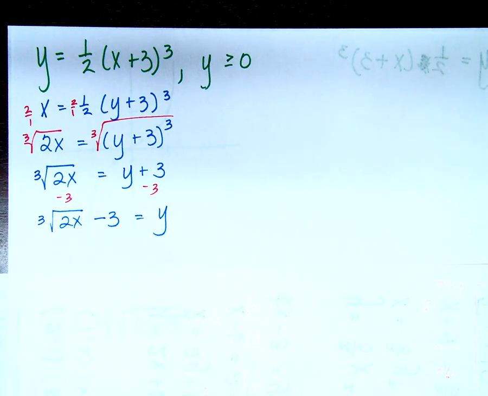Tell me again, what's the cube root of 25? Sorry, what's the square root of 25? 5 and negative 5, right? Because 5 times 5 is 25, and negative 5 times negative 5 is 25, right?